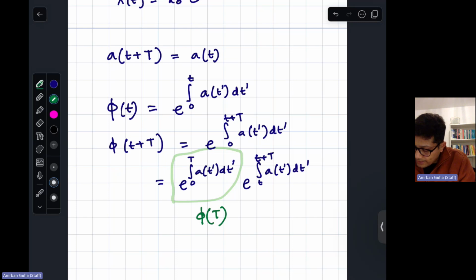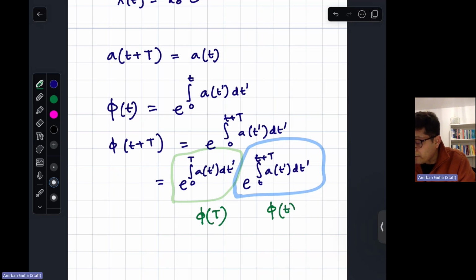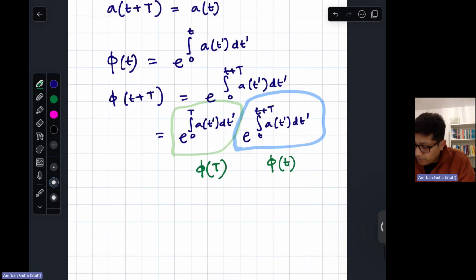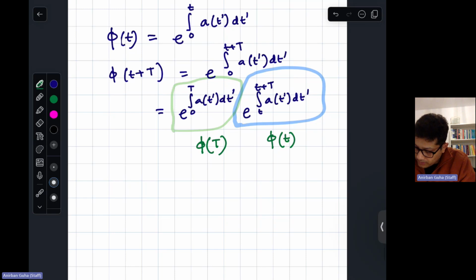And what is the next bit? The next bit here turns out to be phi of t, small t. And let me prove that. So call this thing 2 and the first thing 1. So just see what 2 turns out to be.